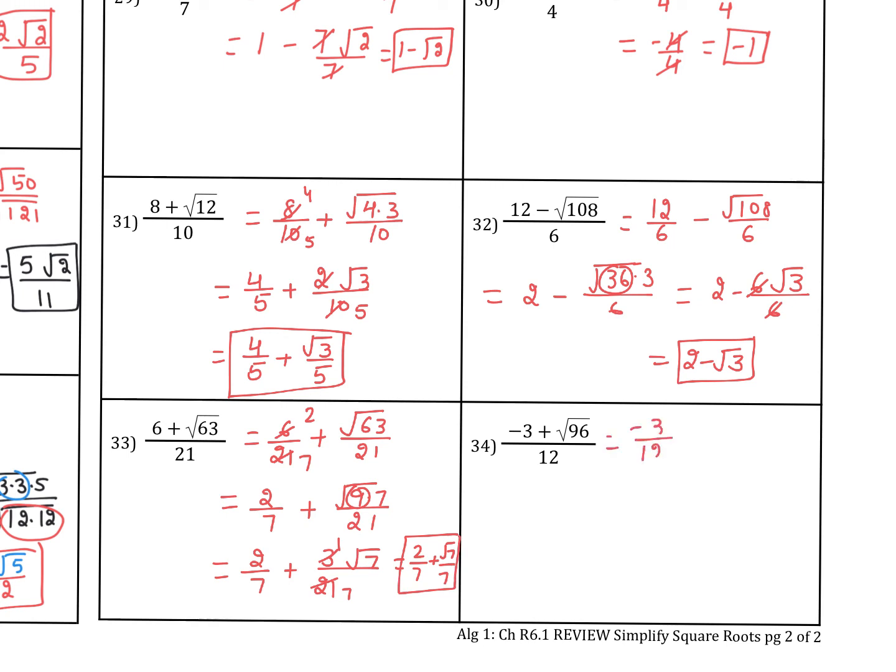Negative 3 over 12 plus square root 96 over 12. Reduce these two, you're going to get negative 1 over 4 plus square root of 96, which is 16 times 6, divided by 12. Negative 1 over 4. Square root of 16 is 4 outside. Reduce that, you're going to get negative 1 over 4 plus square root of 6 over 3.